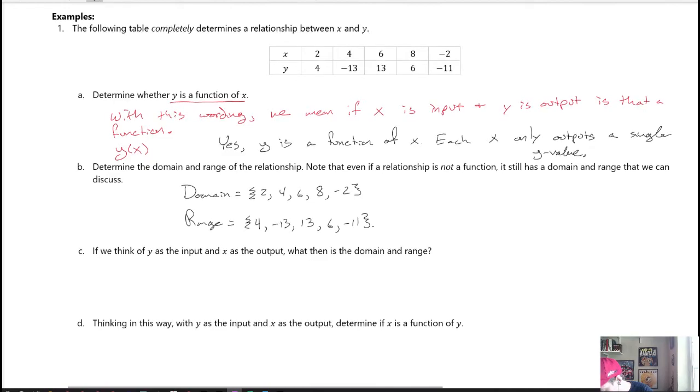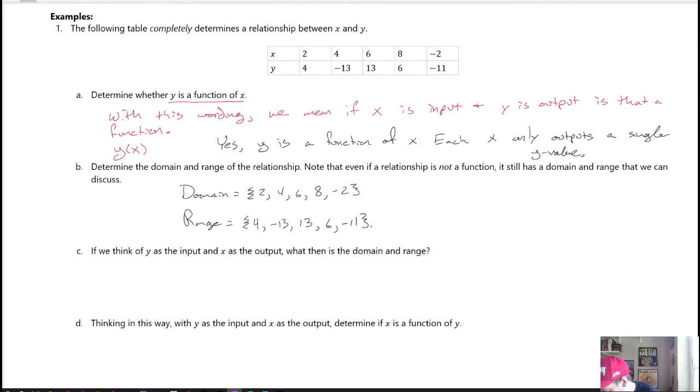Cool. Now part C asks us to think of it in the opposite way. It says, if we think of y as the input and x as the output, what then is the domain and range? So if we think of y as the input, then the domain is going to be all the y values: 4, -13, 13, 6, and -11.